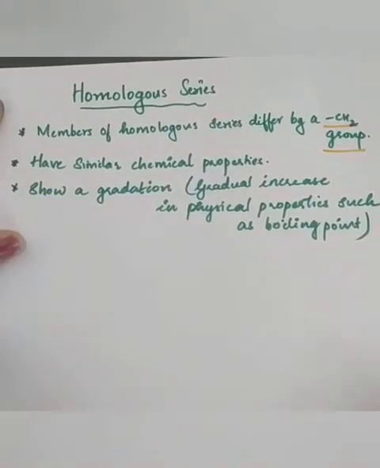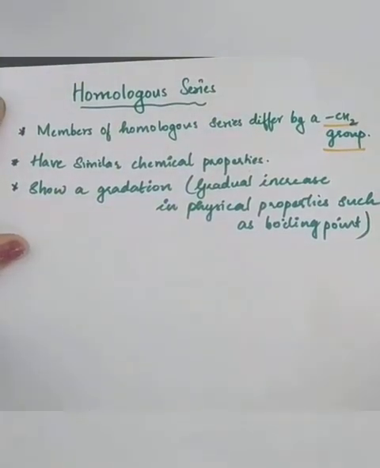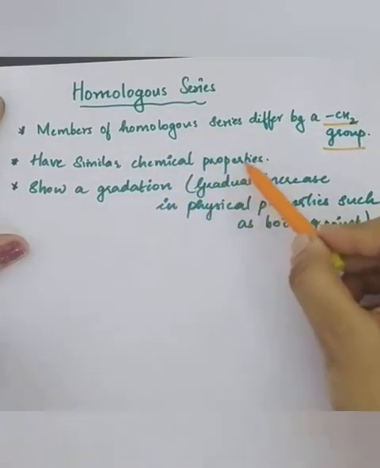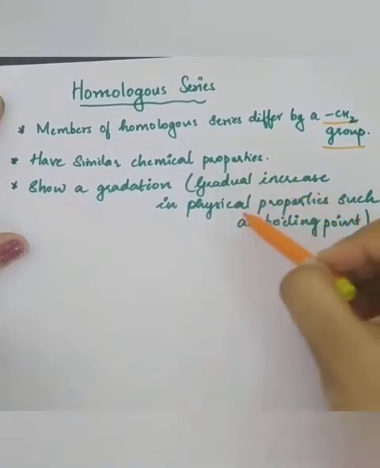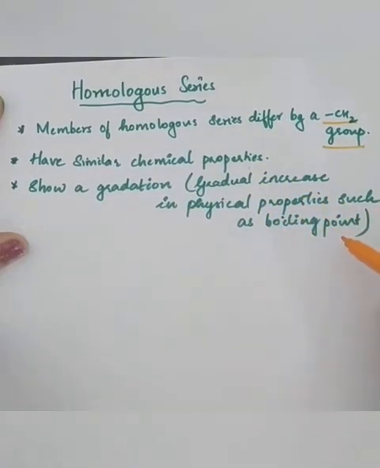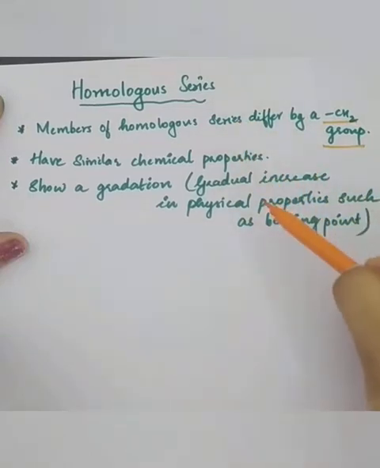Let's summarize what are homologous series. The members of homologous series differ by a CH2 group. They have similar chemical properties, but they have different physical properties such as boiling point, etc. These are three things you have to remember in homologous series.